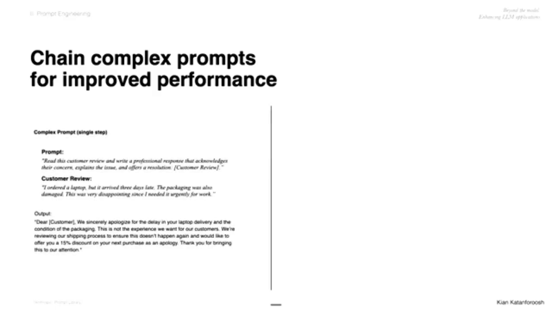You take a single-step prompt, such as: read this customer review and write a professional response that acknowledges their concern, explains the issue, offers a resolution. Then you paste the customer review, which is: I ordered a laptop, it arrived 3 days late, the packaging was damaged, very disappointing, I needed that urgently for work. And then the output is an email that is immediately given to you by the LLM after it reads the prompt.